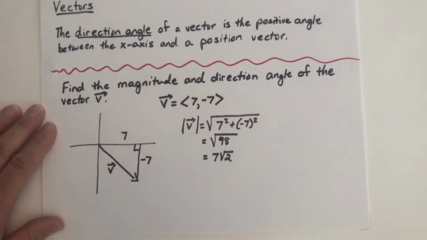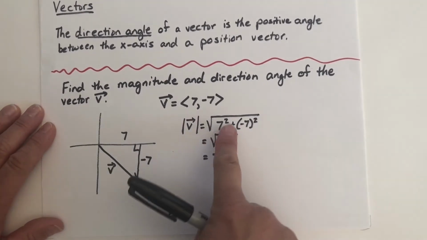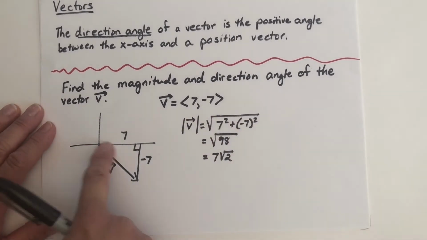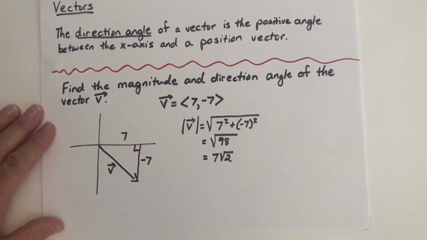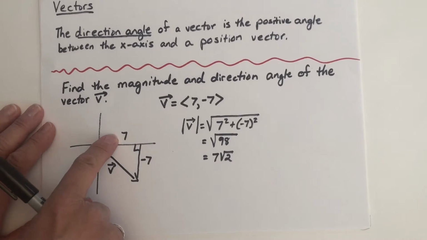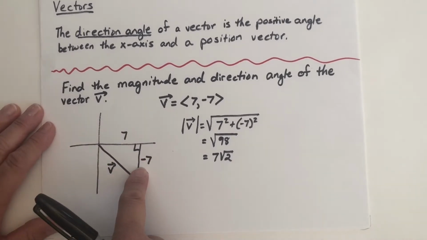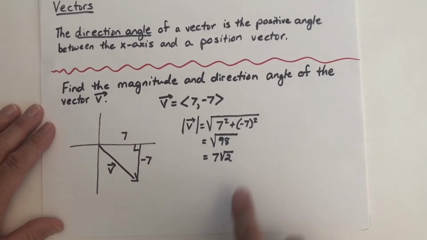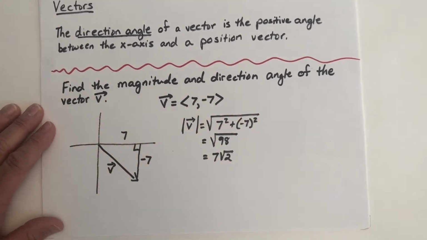But I hope you recognize that we didn't actually have to go through that work. Did you see that we were really talking about our special triangle, our isosceles right triangle, and we know if this is of length 7 and this is of length 7, this is 7 square root of 2. So you don't actually have to go through that process.